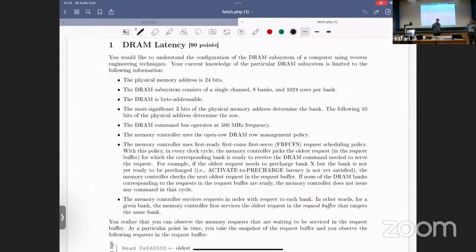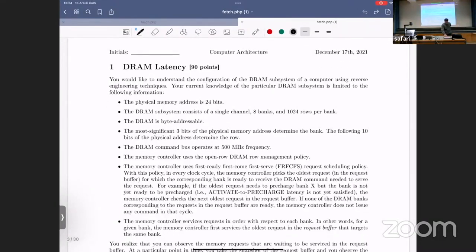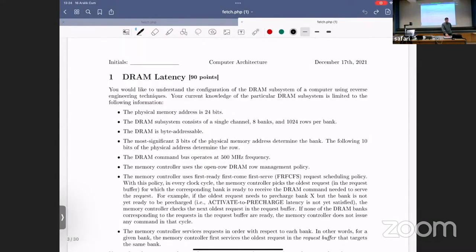The first presenter is Ataberk. He's going to solve a question about DRAM latency, which was from last year's exam. Feel free to start. Yeah, so I'll get started right ahead. This is the DRAM latency question from last year's final exam.